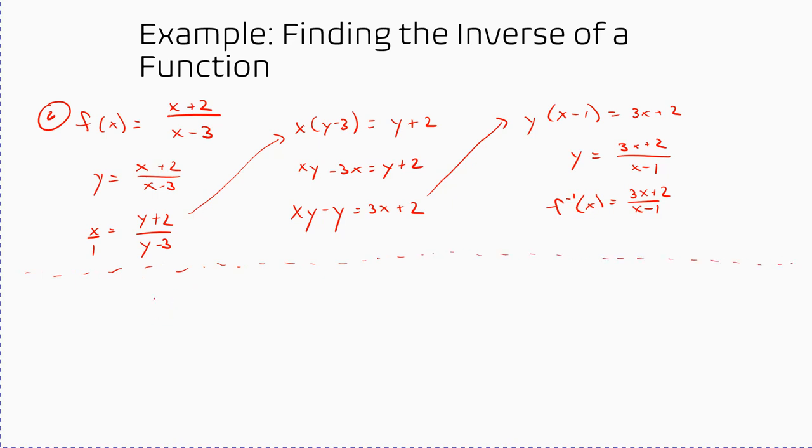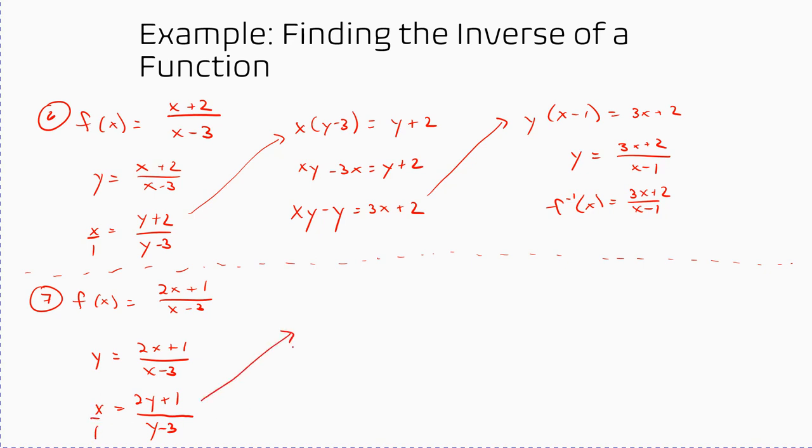Let's try this one right here. Okay, let's look at this. We'll do another one of these just so you could see it. Another example. f of x is equal to (2x + 1)/(x - 3). Okay, rewrite: y is equal to (2x + 1)/(x - 3). You're going to interchange, right? So you're going to write this as x is equal to (2y + 1)/(y - 3).